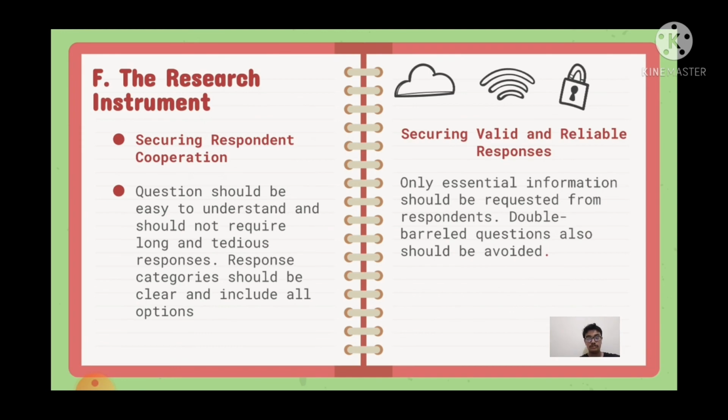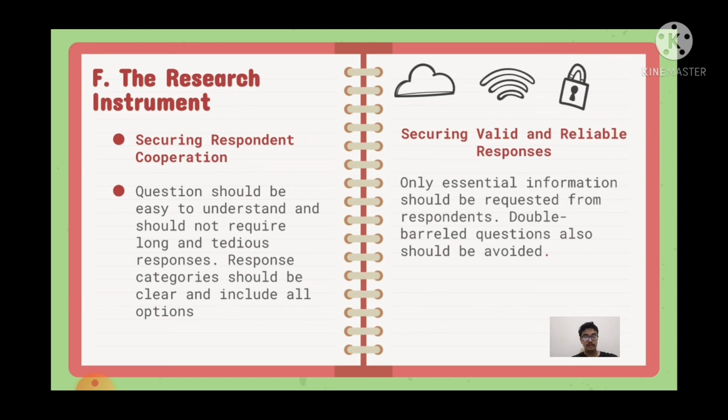Next, the research instrument. Securing respondent cooperation. A well-designed questionnaire is useless if people do not cooperate with the researcher's request for information. So most questions should be easy to understand and should not require long and tedious responses. Response categories should be clear and include all options.